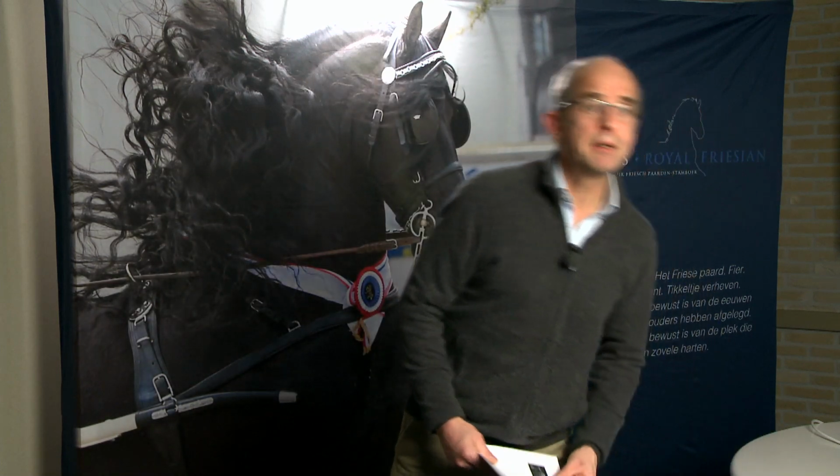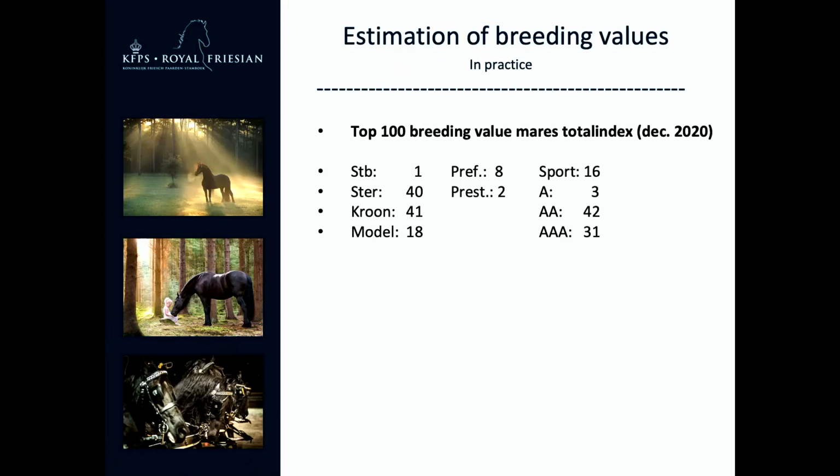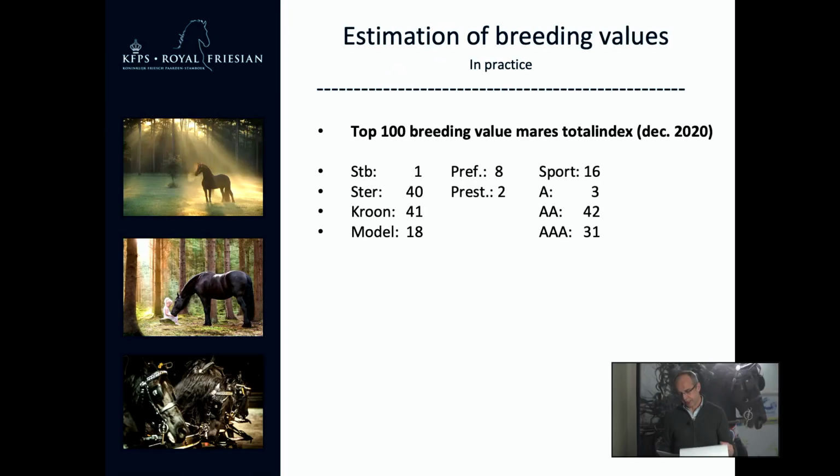It's interesting to see, for instance, in the top 100, which predicates they are. And you see that there is even a stud book mare in this top 100, and you would expect, with plenty star and crown and model mares, that there wouldn't be any stud book mares in the top 100. Well, this stud book mare is the full sister or a 3/4 sister to the mare that's on third place.